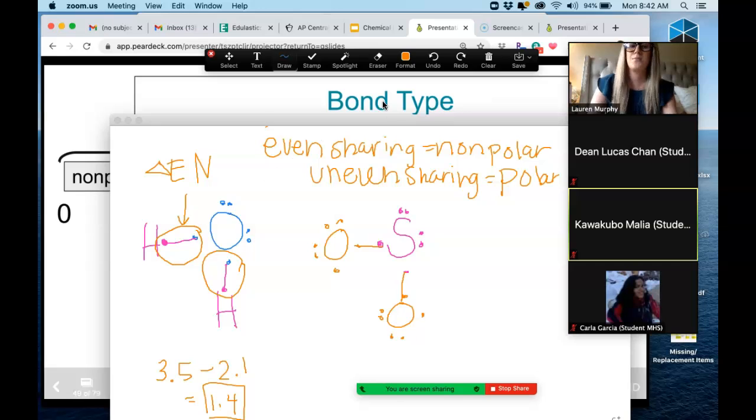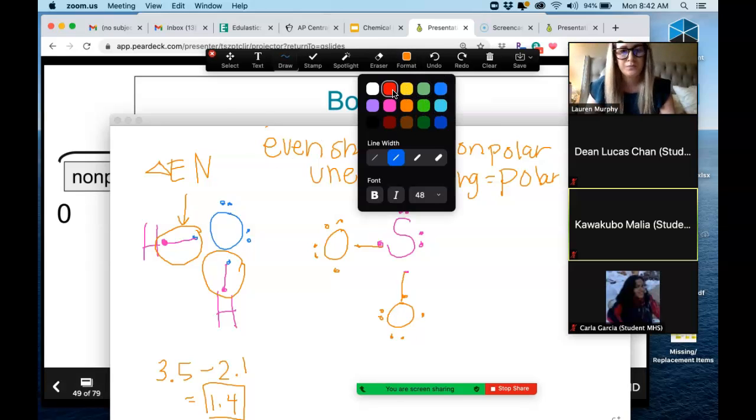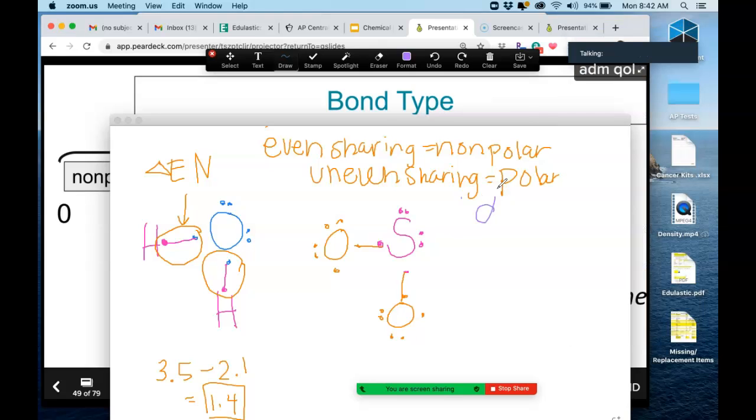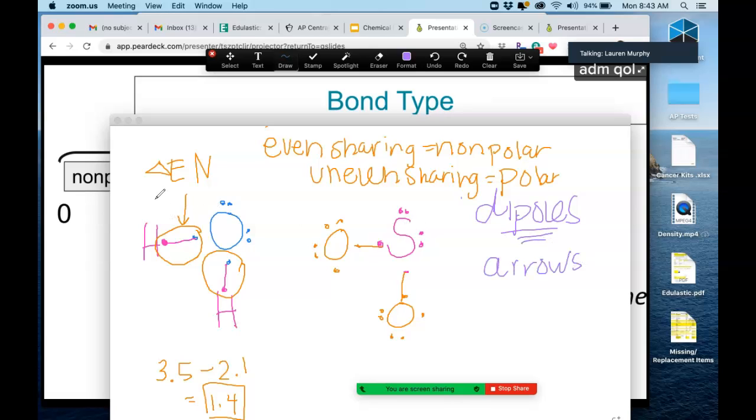Okay. Now, something that's going to be newer is that when that happens, they form what are called dipoles. And the dipoles are going to be these arrows that we draw, and we point them to the more electronegative element. Okay? So the hydrogen is less electronegative than the oxygen, so I draw the arrow and point it at the oxygen. And then I do it again for this bond. I draw the arrow and I point it at the oxygen.